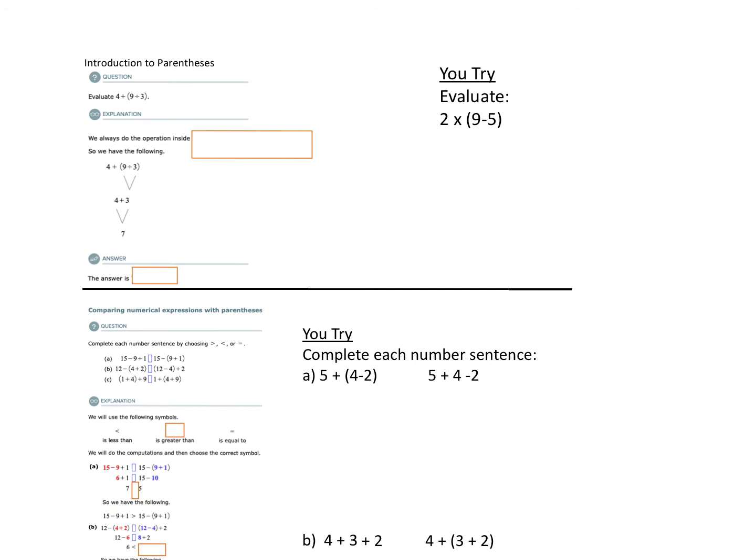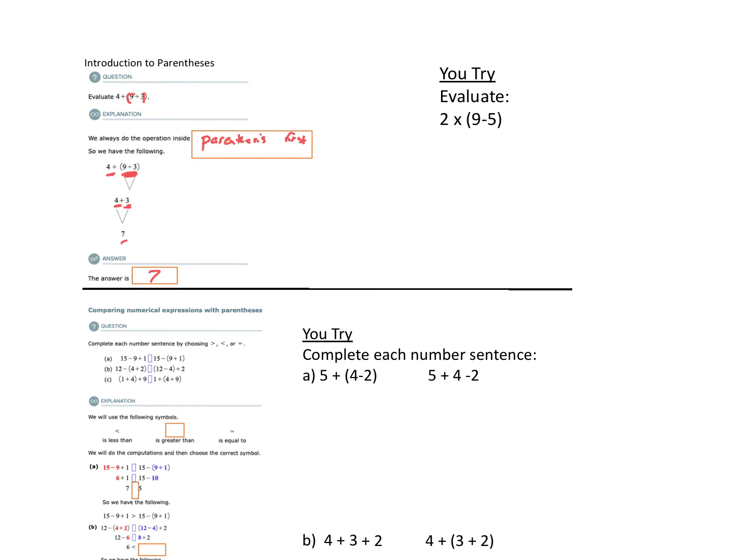Now let's talk parentheses. We're going to evaluate 4 plus 9 divided by 3, but 9 divided by 3 is in parentheses. They have the parentheses there for a reason. We always do the operations inside parentheses first. So we're going to do 9 divided by 3 first because it's inside parentheses. 9 divided by 3 is 3. We still keep the 4 plus on the outside. So 4 plus 3 then is 7. So the answer to that is 7.